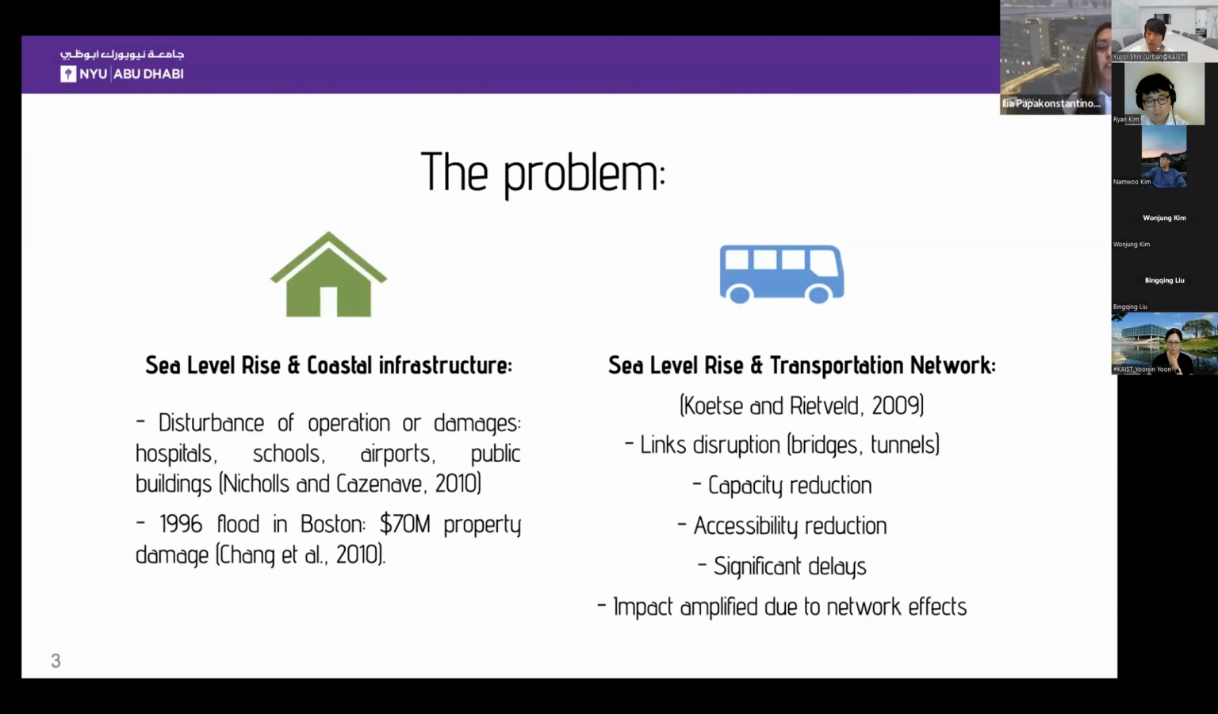Now, what is more interesting and relevant to our work is the interaction of sea level rise with the transportation network. Links are disrupted, and some may be of great importance, such as bridges or tunnels that have no easy alternatives. There may be capacity reduction, such as lane closure, or accessibility reduction, such as subway station closure. All these may lead to significant delays in the network. These impacts are not local. They may be amplified further inland and not remain at the coastal areas due to rerouting or queue spillbacks.